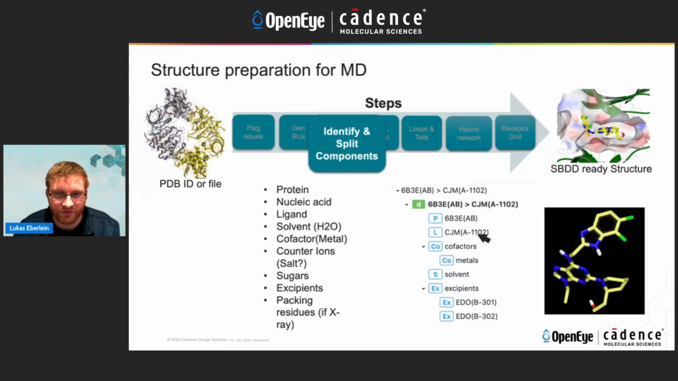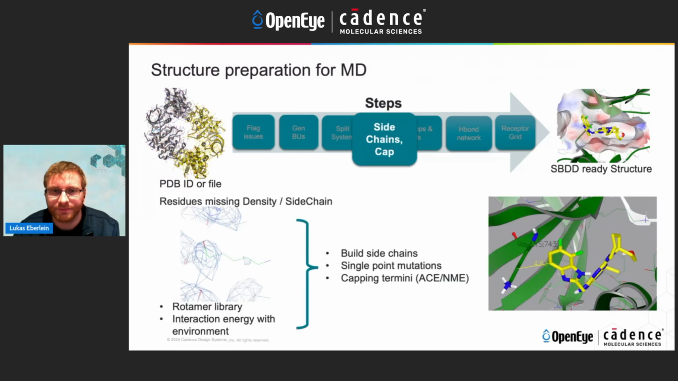We need to identify and split the components in our system. Usually a system contains more than just the macromolecule and the ligand. There are solvent molecules, cofactors, especially metals need to be handled carefully, ions, sugars, artifacts from the crystallization process, and much more. All these components can be important to the system, so we must consider them all and decide which ones to include in the simulation system and how to treat them. Sometimes metals need to be constrained to parts of the protein, and some of the components need specific force field descriptions. We cannot model a protein that is missing parts.